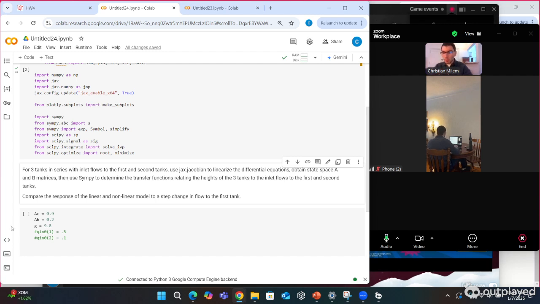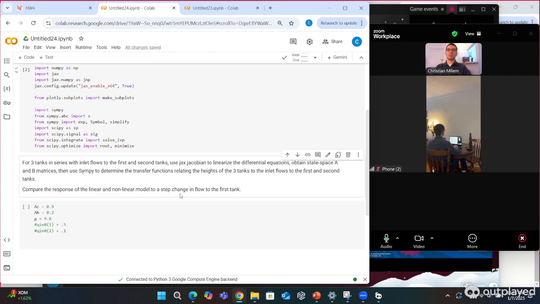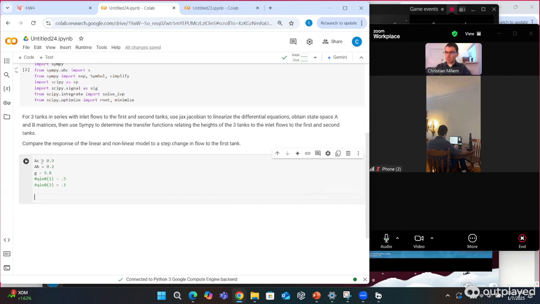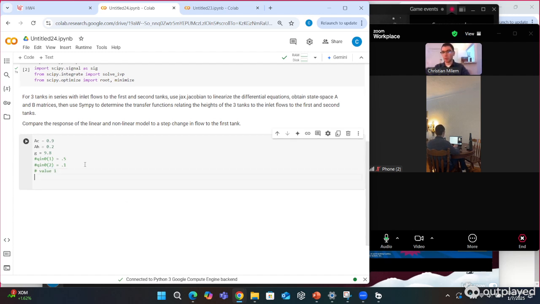Compare the response of linear and nonlinear model to step change in flow to the first tank. Since none of these parameters were stated in the problem statement, I saw them in the example problem, so I just put them down here. We also have the step change. That's not specified either, but I saw in the example problems that it just had a value of 1. So we'll go ahead and jump into this.